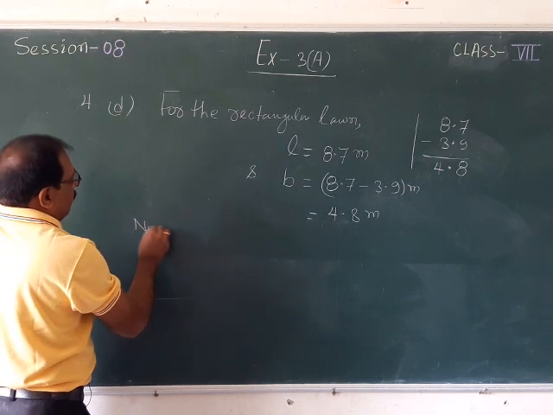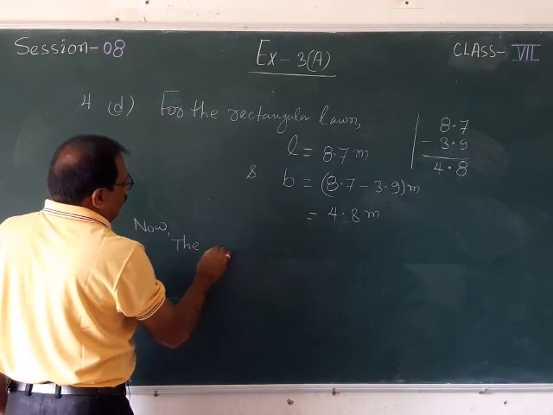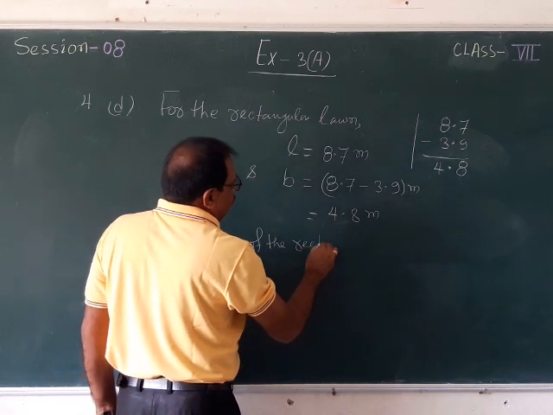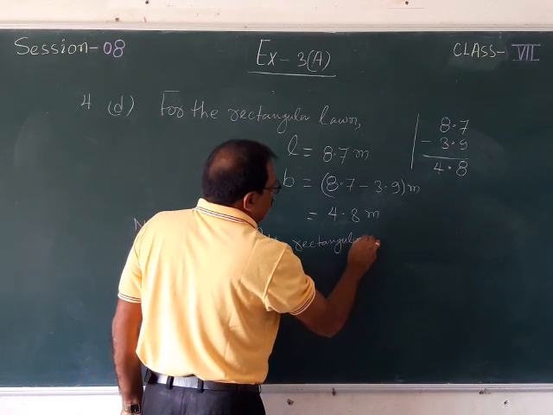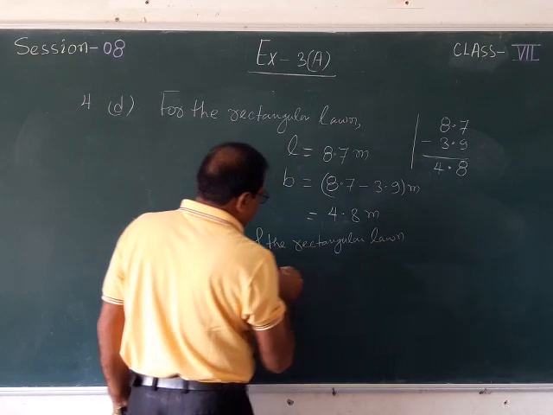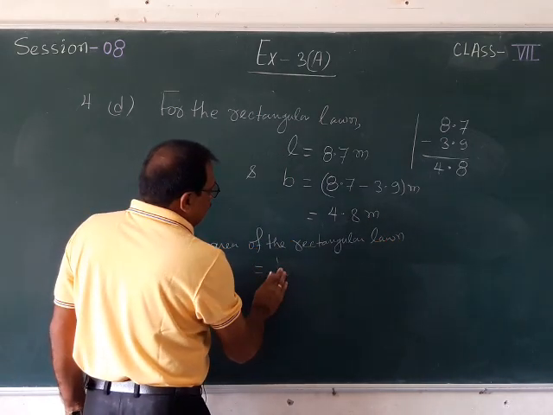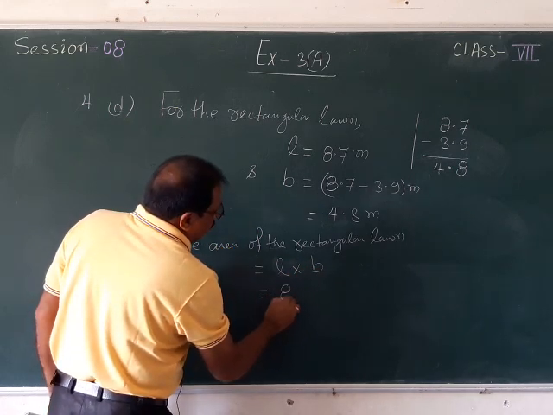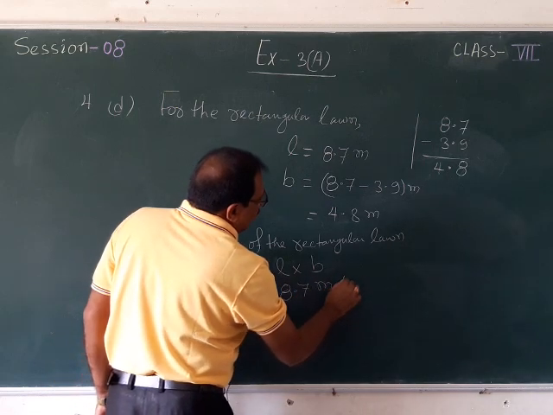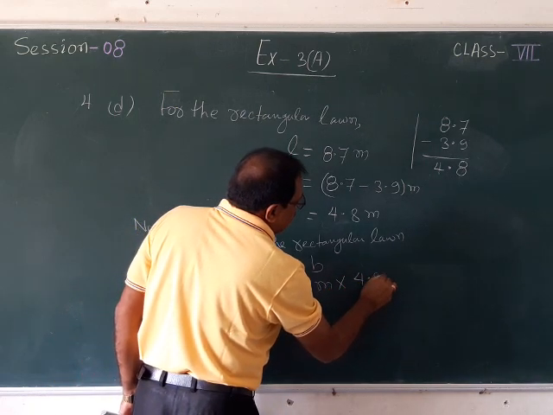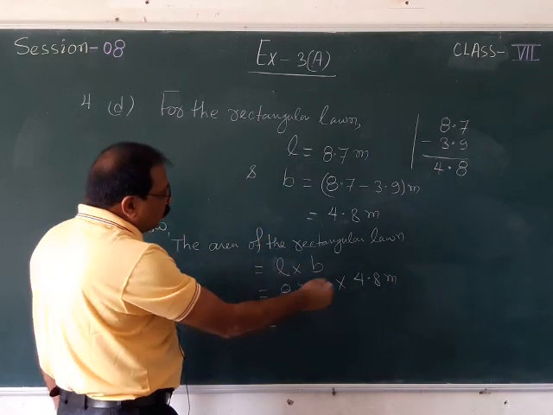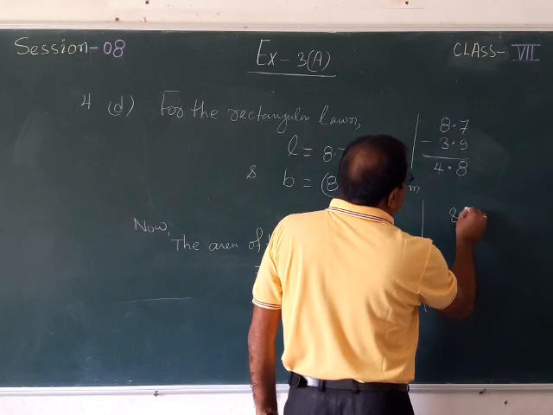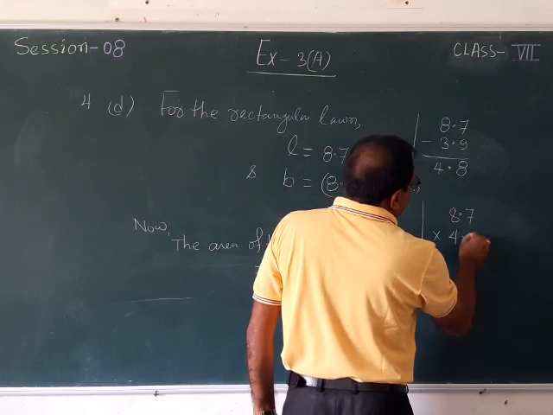Now the area of the rectangular lawn. As you know, the area of a rectangle is given by length into breadth. The length is 8.7 meter and the breadth is 4.8 meter. Then you need to multiply, so do the rough working at the right side. First write 8.7 multiplied by 4.8.